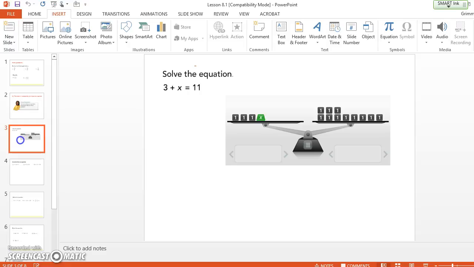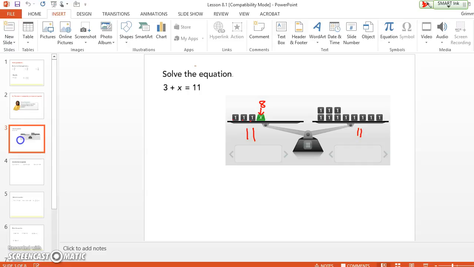You have to think about this. These two right here weigh exactly the same amount. Okay, that's why there's an equals here. So right now, you guys already told me that this equals 8, because 8, 9, 10, 11 makes this side 11. And this is 11 ones, so this side is 11. So those two are balanced.